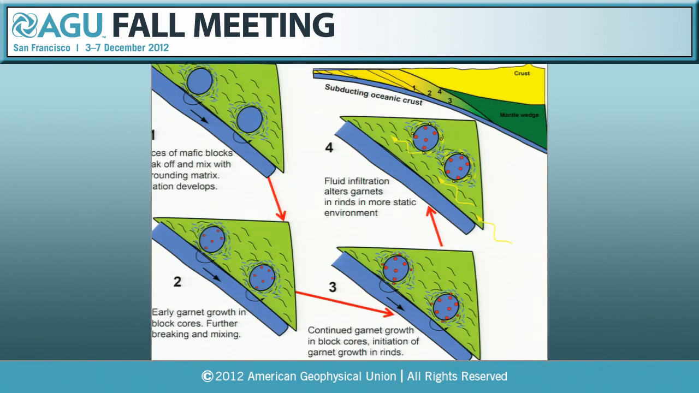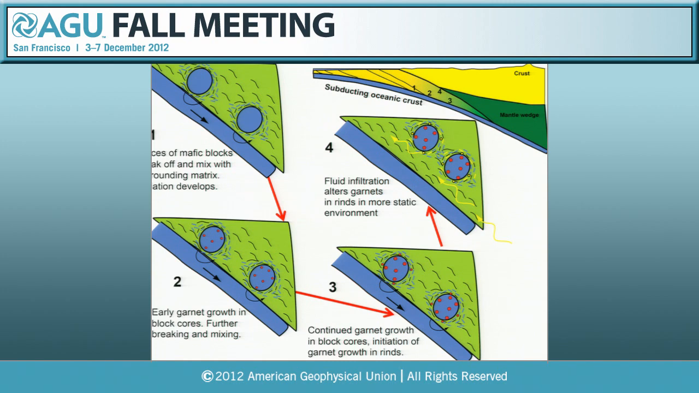All right, so I just want to leave you with a set of schematic diagrams. We're trying to interpret a history of these blocks. You see a nice cross-section here. 1, 2, 3, and 4 on the cross-section correspond to 1, 2, 3, and 4 expanded over here. Early on, relatively low grade, we have pieces of mafic blocks breaking off, mixing with the surrounding peridotite, forming a concentric foliation in this shearing environment.